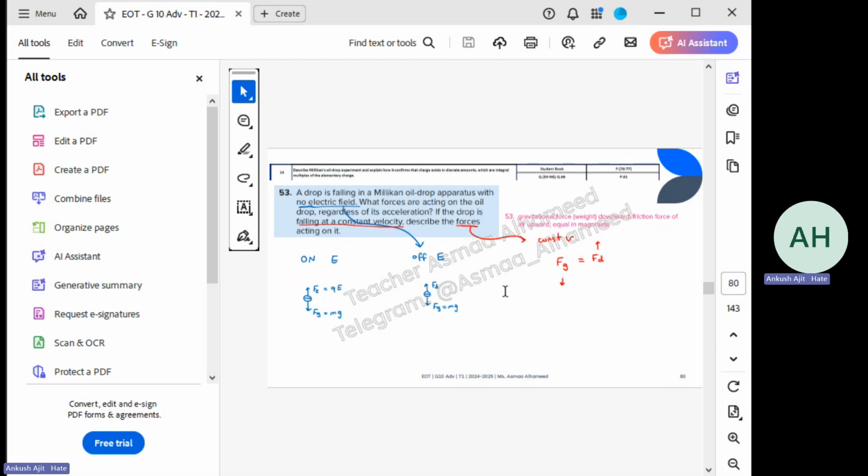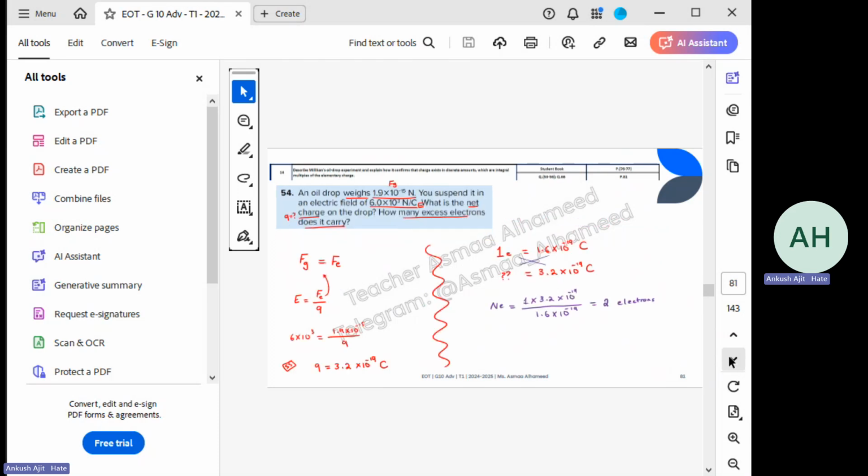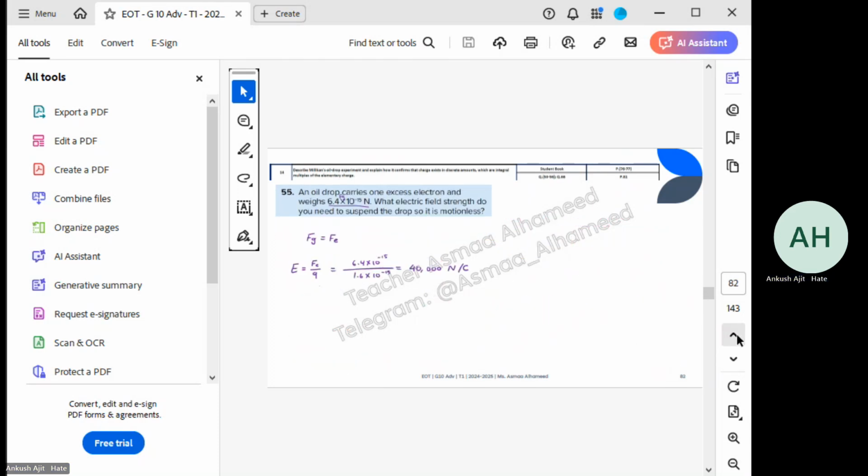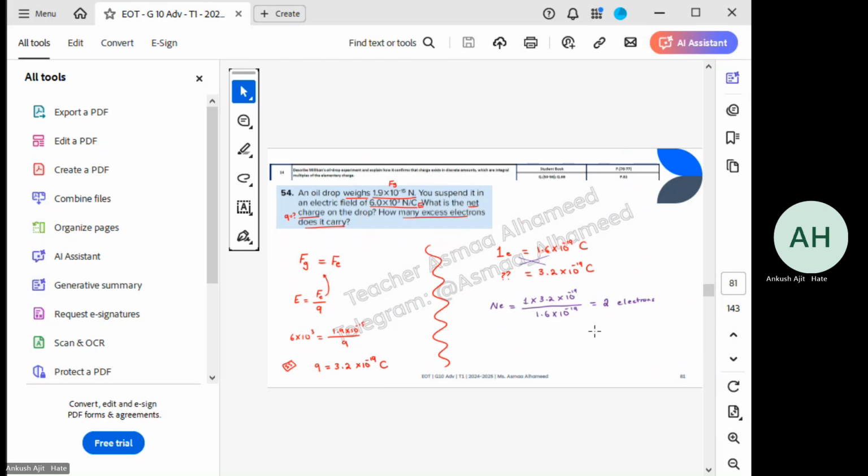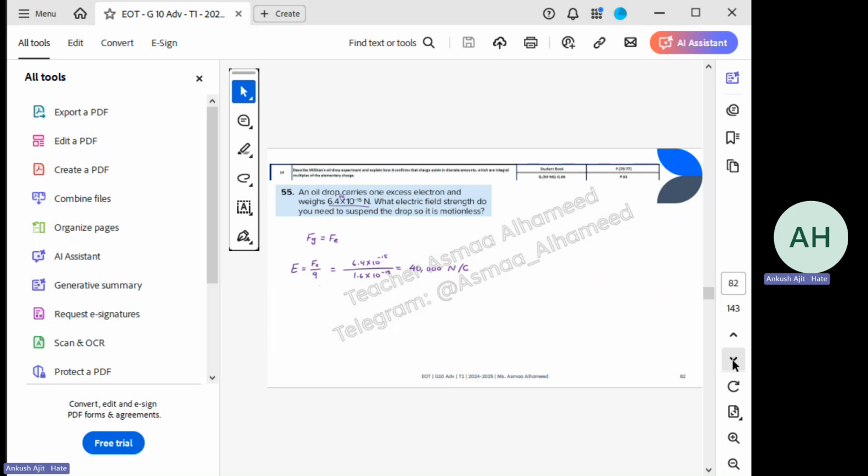This is very important here. If you want to find the number of electrons, guys, see here. One electron is 1.6 into 10 raised to minus 19. So for 3.2, how many electrons? It will be 2 electrons. Very simple. Just you need to divide them. And a drop carries 1 excess electron, weighing 6.4.